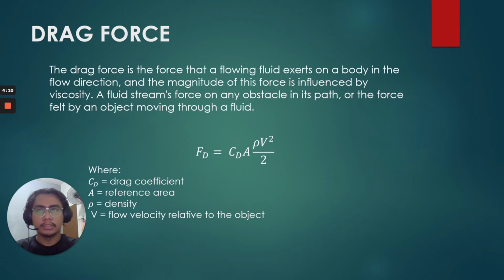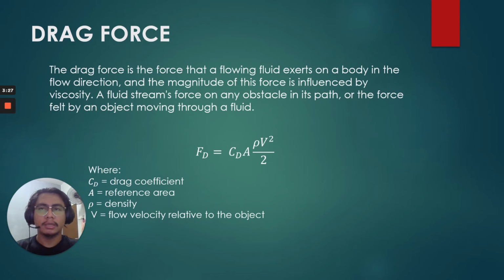So for drag force, the drag force is the force that a flowing fluid exerts on a body in the flow direction, and the magnitude of this force is influenced by viscosity. It is a fluid stream's force on any obstacle in its path, or the force felt by an object moving through a fluid. Designers of moving vehicles, ships, suspension bridges, cooling towers, and other structures must consider its magnitude and how it can be reduced. Traditionally, drag forces are described by a drag coefficient, which is defined regardless of the shape of the body. The sum of friction and pressure drag is the total drag force.